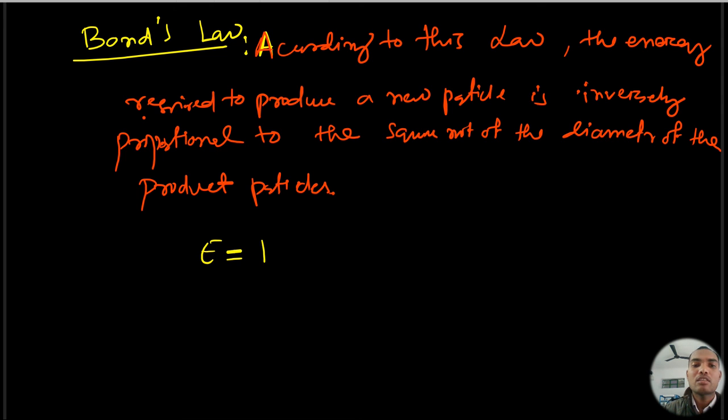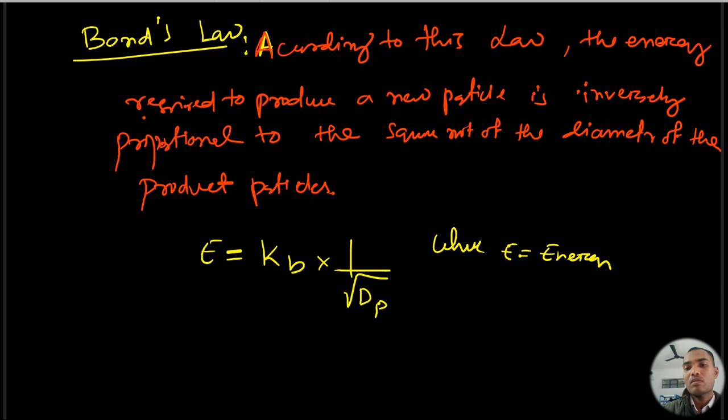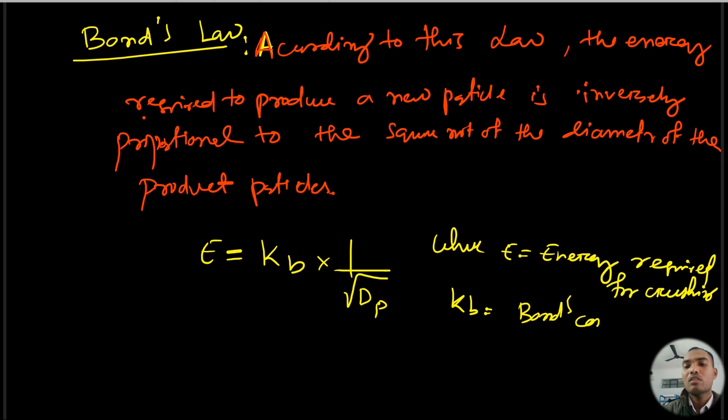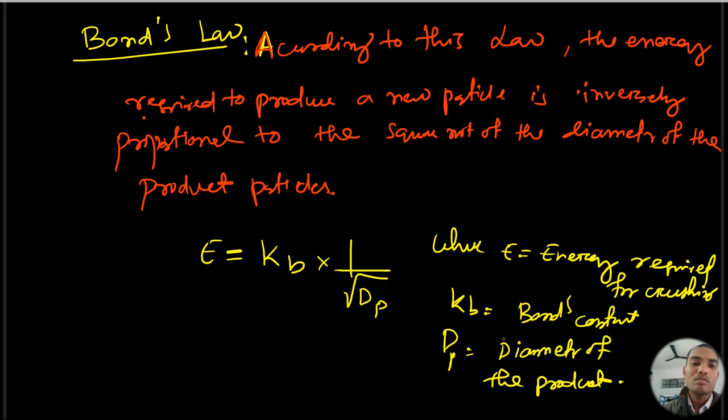So we can say the energy E is equal to Kb into 1 by the square root of the diameter of the product, where E is the energy required for crushing, Kb is Bond's constant, and dp is the diameter of the product. So this is Bond's law.